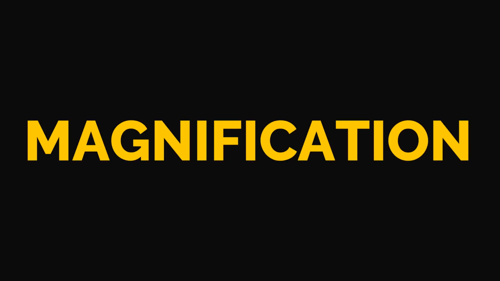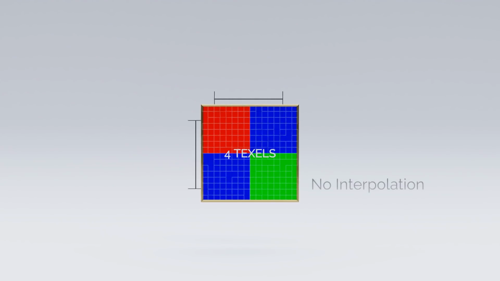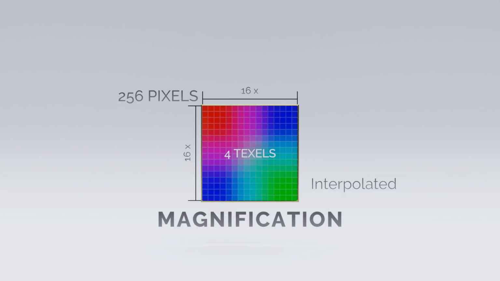Beside minification, there is magnification. In this context, we have fewer TEXELs covering more pixels. So a small amount of TEXELs is interpolated to define a pixel's color.